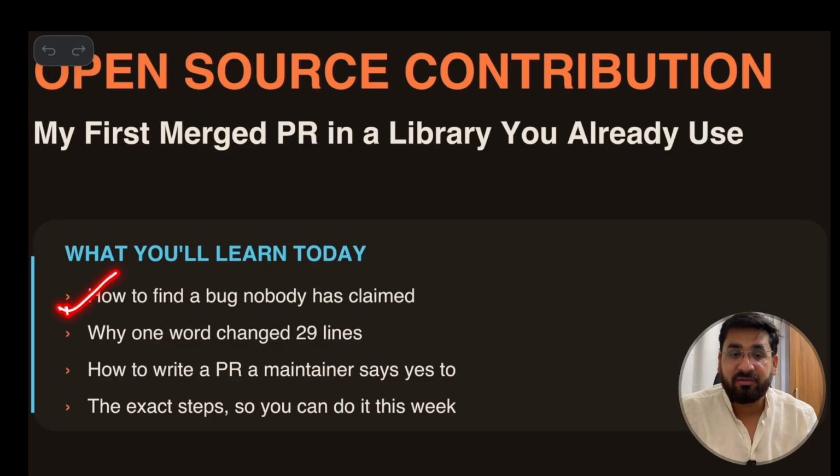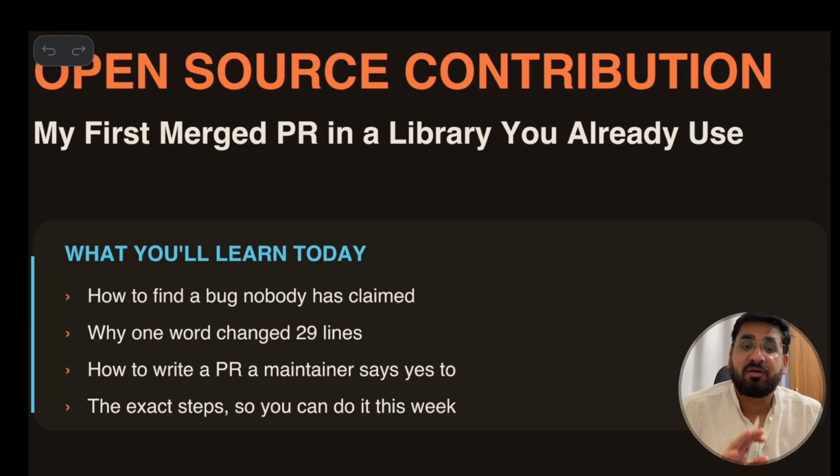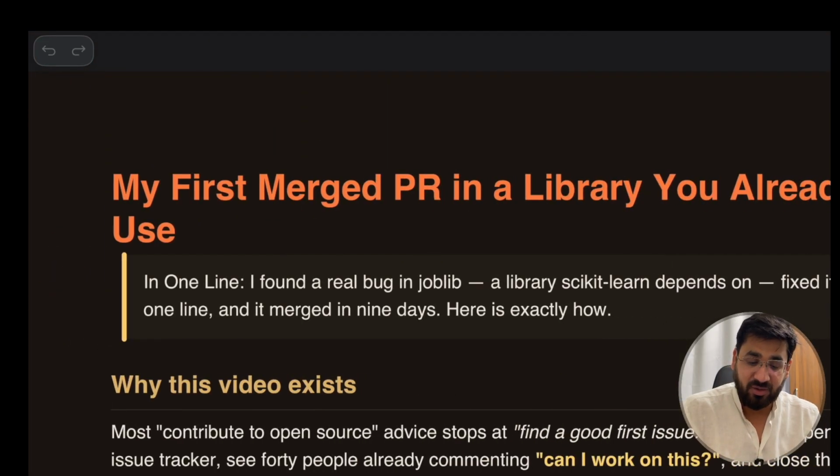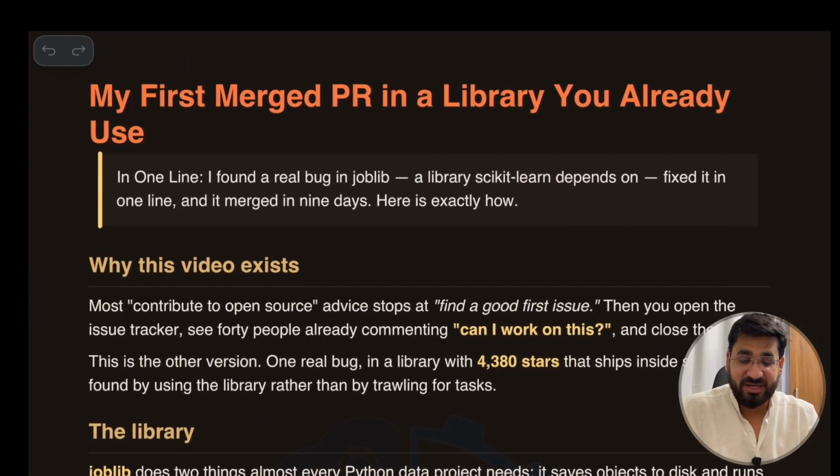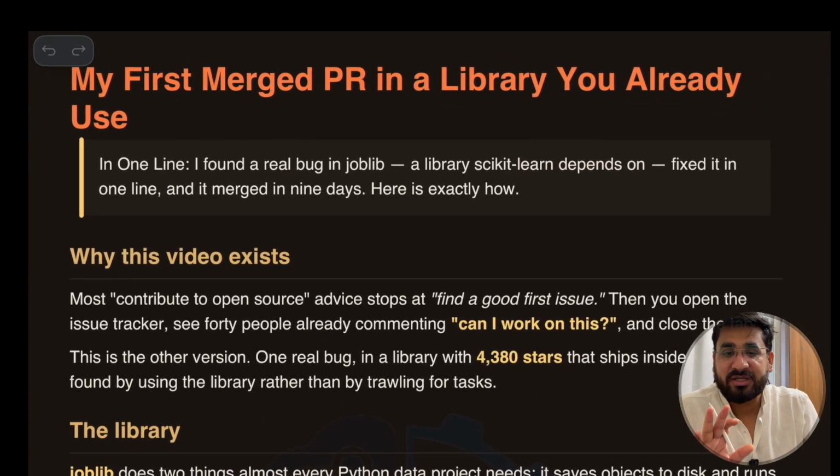I'm going to touch these topics: how to find a real bug that no one has claimed, why one word change 29 lines in my open source, how to write a PR that maintainer will love to say yes, and exact steps that you can start this week. Now let's jump directly into what it is.